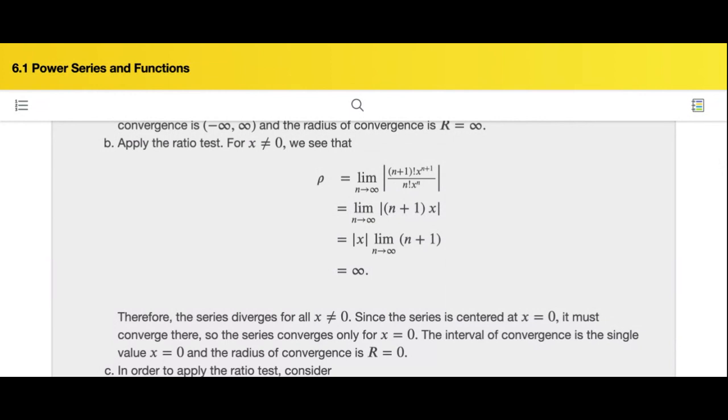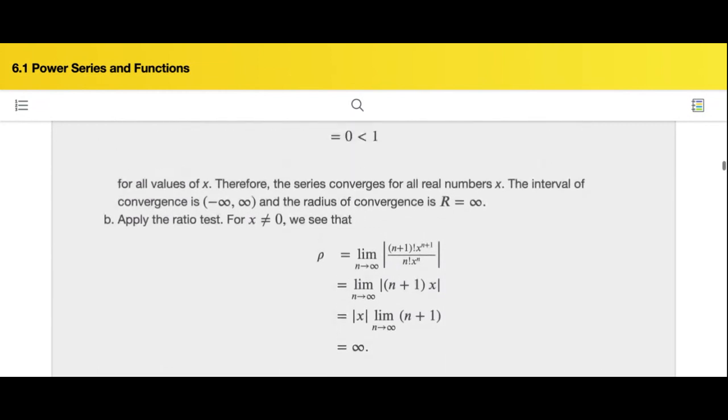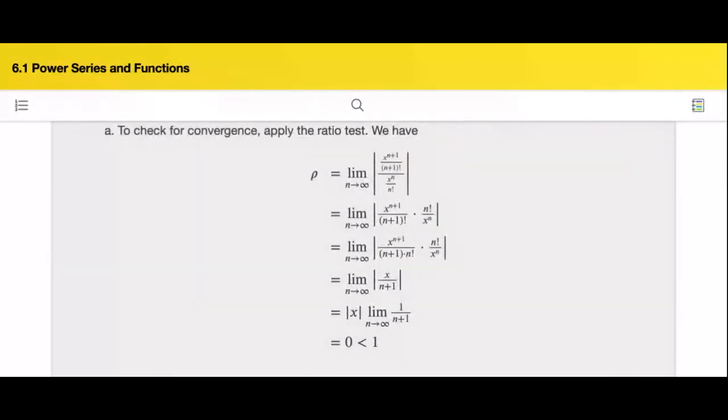The simplification part. A or B? Maybe let's do both. Yeah, it's all algebra. It's all algebra.